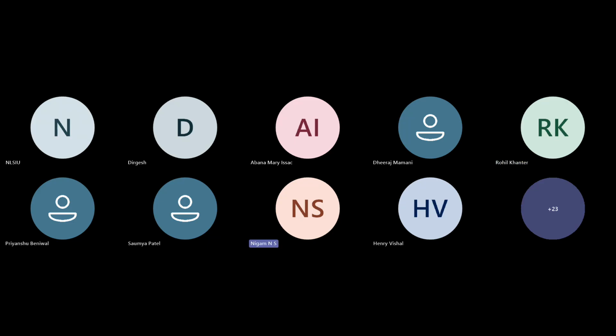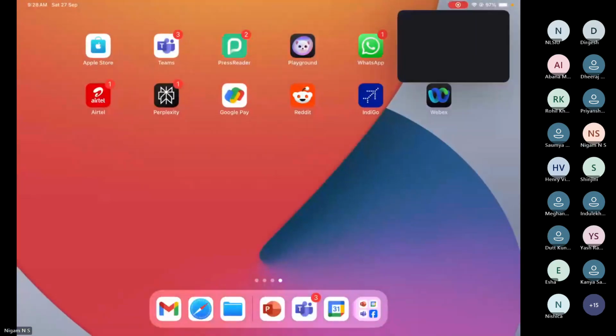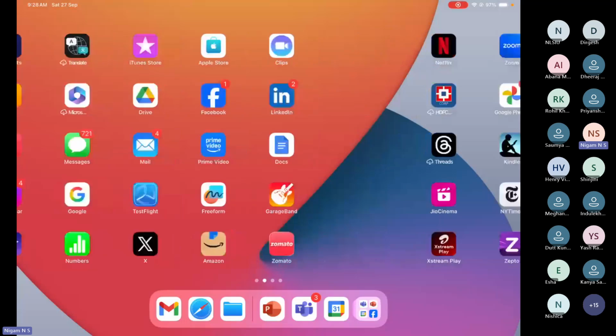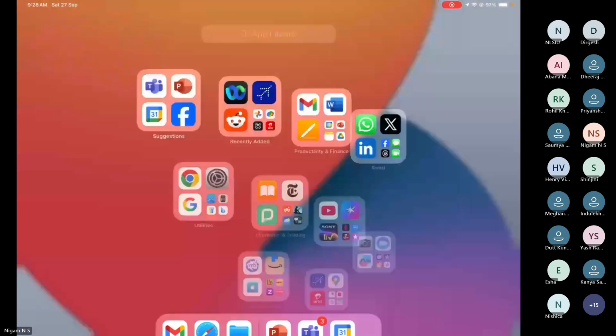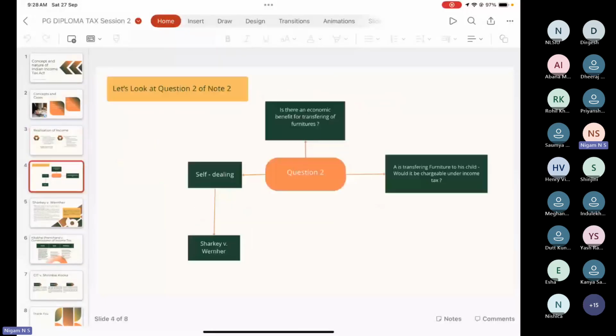Great. Okay, so let's get back to our case, and we'll see where we are on that. All right. Yeah. So we are on the next page, which is now on questions of self-dealing, etc. Let's look at question 2 of note 2 again.